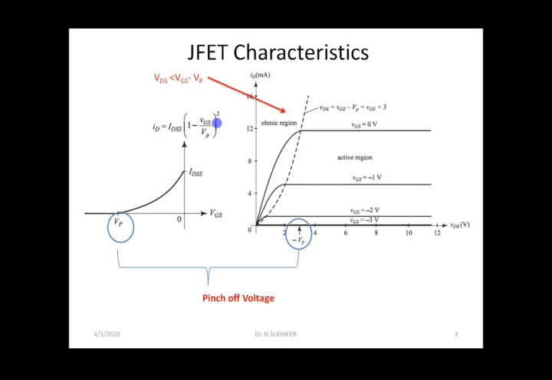And what is ohmic region? When your drain to source voltage is less than VGS minus VP, the JFET is operating in ohmic region. When VDS is greater than VGS minus VP, the transistor is operating in active region or saturation region. So this is the basic condition for finding out or assuming whether the transistor is operating in ohmic region or in active region.